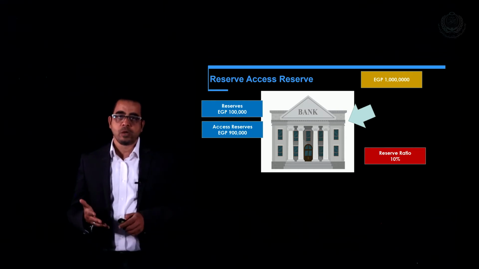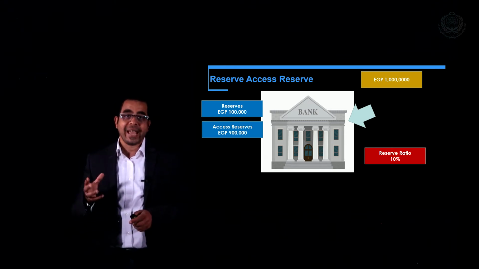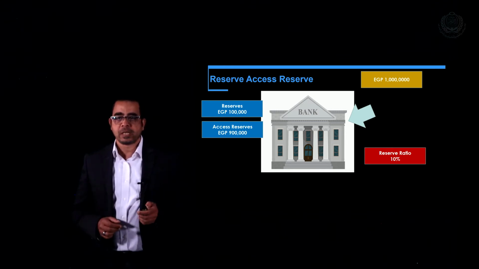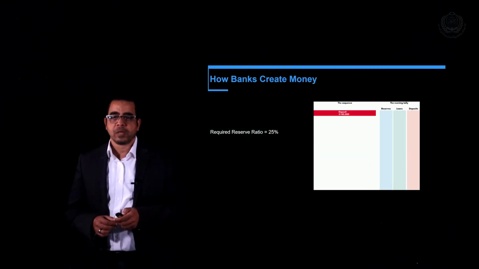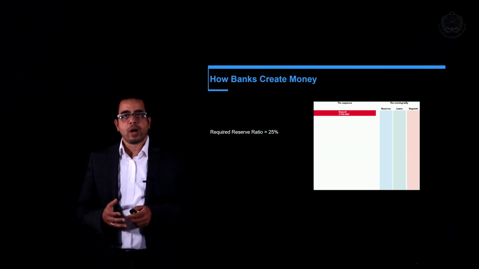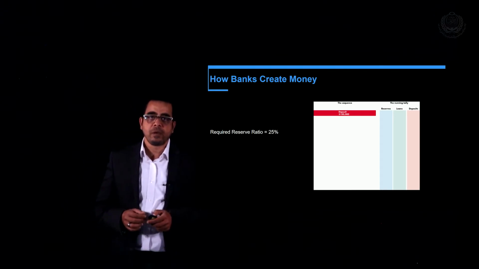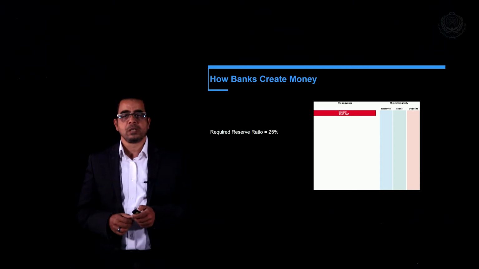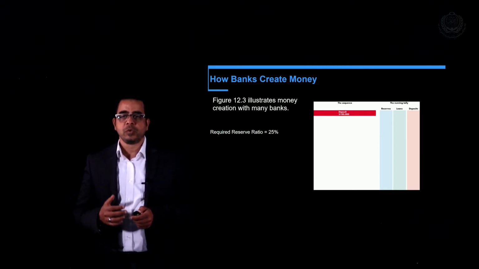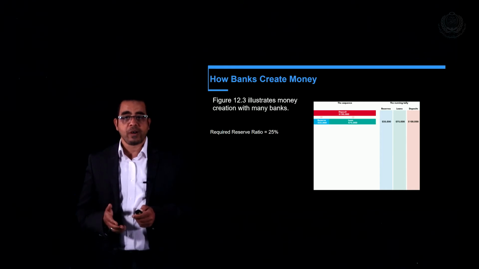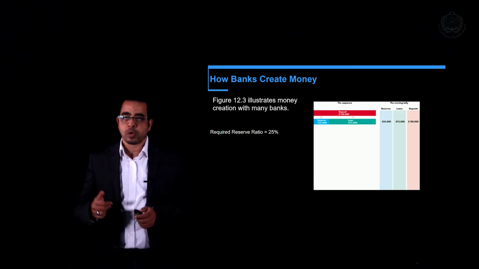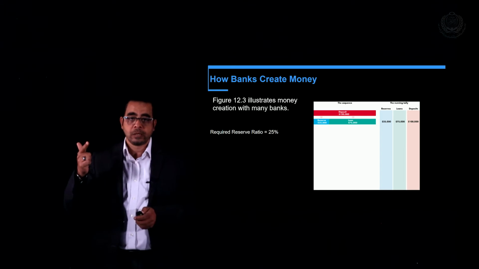Now we are ready to know how banks make money. Let's take an example. Here the required reserve ratio is 25%, and our friend here has made a deposit of $100,000. So what will the bank do? The bank will keep 25% of it as cash, and the 75% will go out as a loan. So we have here one deposit and one loan.